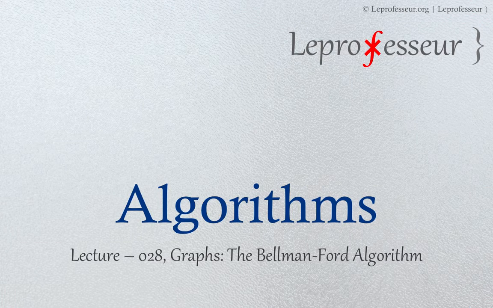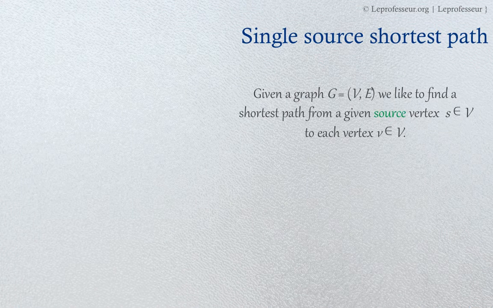Hello everyone. In this lecture we're going to be discussing the Bellman-Ford algorithm for finding single source shortest path in a graph. So let's talk about the single source shortest path problem. We have been given a graph and we'd like to find a shortest path from a given source vertex to each other vertex in the graph.